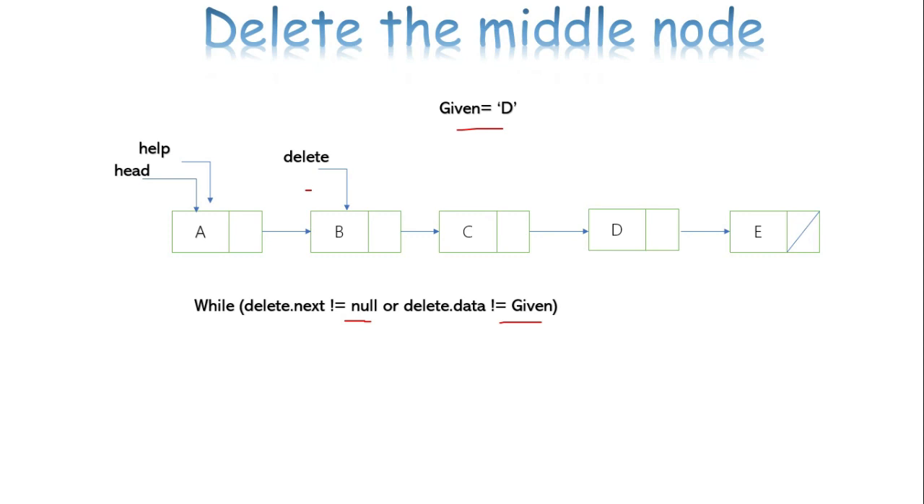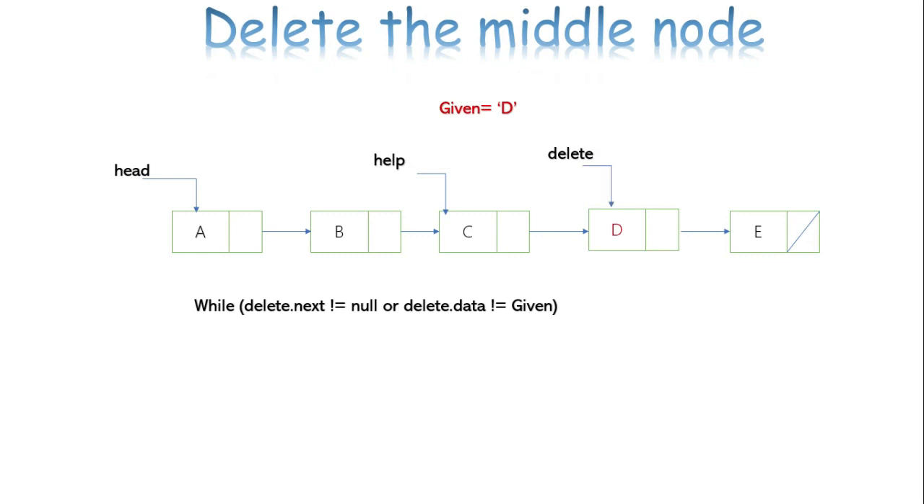or until we can find the given data. When delete.data is not equal to the given data here, then we assign the help to point to the same node pointed by the delete like this. And then delete will check the next node. Do the checking again if the delete.data is equal to the given data or not. If it's not, then help should point to the same node pointed by the delete. Do the same to the rest.